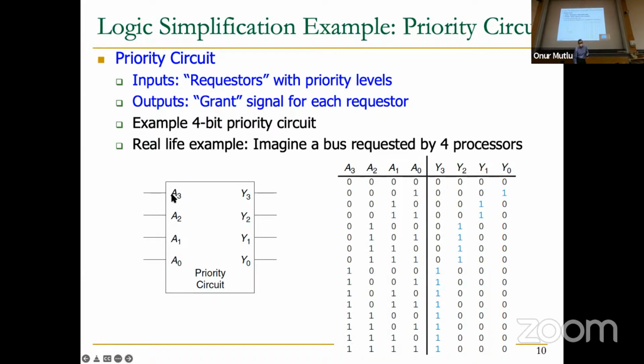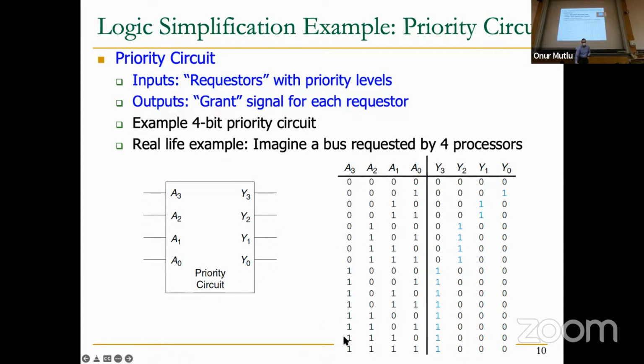These are the requester inputs, A3, A2, A1, A0. A3 has higher priority, and priority goes down this way. So if A3 requests, let's say, the resource that it wants, it should get it. And these are the grant signals corresponding to each request.